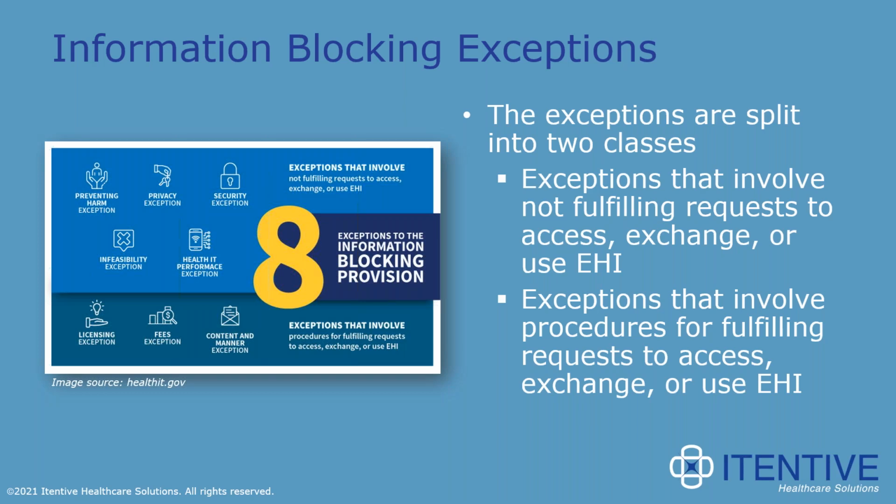Now, the second class, which is going to be the ones that involve procedures for fulfilling requests, there's 3 of these. The first is content and manner exception. So this is going to limit the content of the response to the request for access, exchange, or use of that information, or the manner in which it fulfills the request for that EHI. There's the fees exception. So this is focused on charging fees, including fees that result in a reasonable profit margin for the exchange of this information. And then lastly is the licensing exception. So to license interoperability elements for the EHI to be accessed, exchanged, or used.